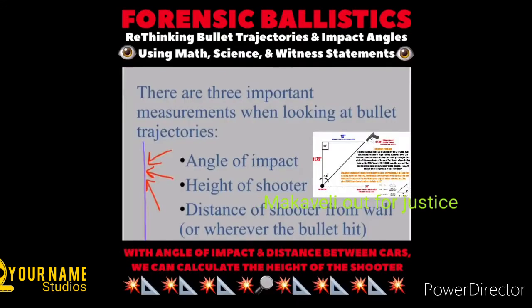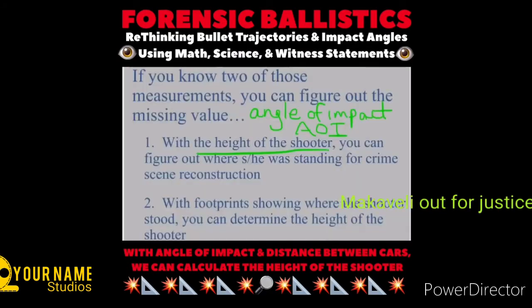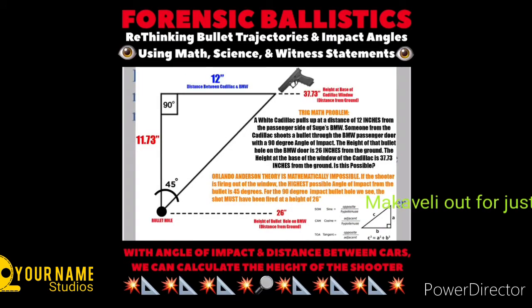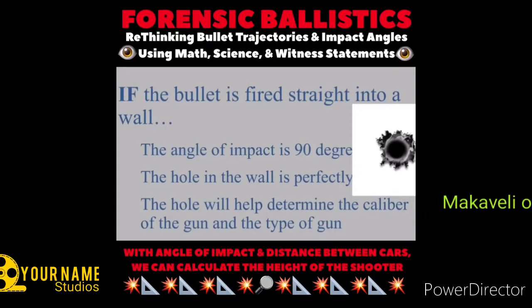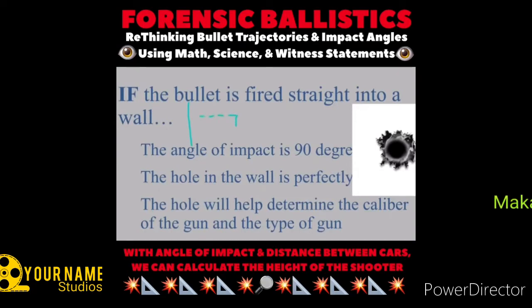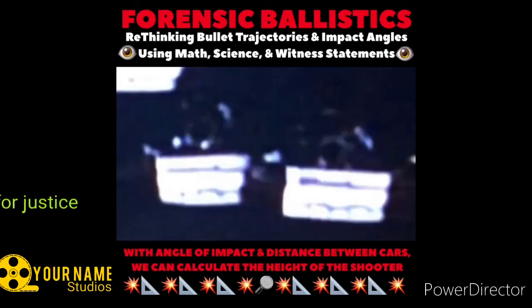So angle of impact, height of the shooter, and distance of the shooter from the wall are the three important measurements that we're always going to be talking about. If we have the angle of impact and some kind of footprints, we can perhaps determine the height of the shooter. The angle of impact of a bullet fired straight into a wall is 90 degrees. Because if we have our wall here and our gun here and the bullet goes straight into the wall, then we have a 90 degree angle right here. So the angle of impact is 90 degrees and the hole in the wall is going to be perfectly circular. We're going to have an absolutely perfect circle if that angle of impact is 90 degrees.